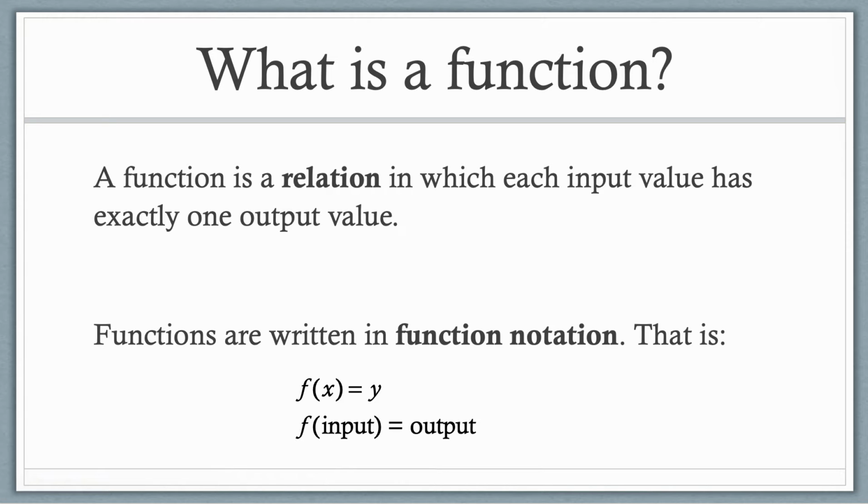Functions are generally written in function notation, which means a function of the input is going to be equal to the output. We take the x value, we put it into some sort of function rule, whether that be a graph, a table, or an actual equation. And when we simplify that and evaluate it, we're going to get an output value in return.